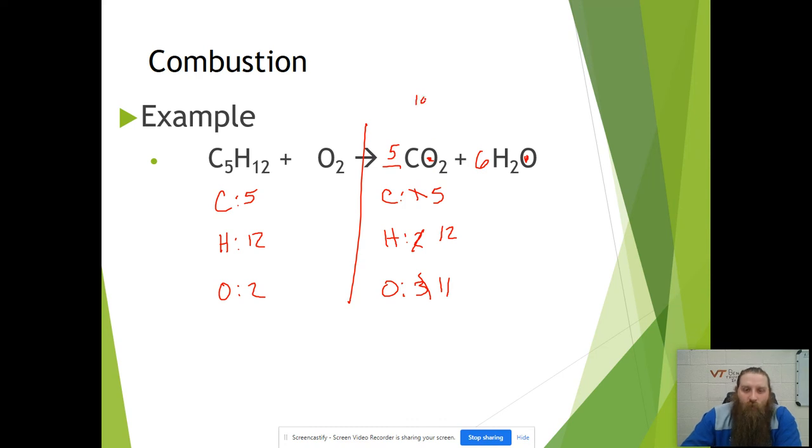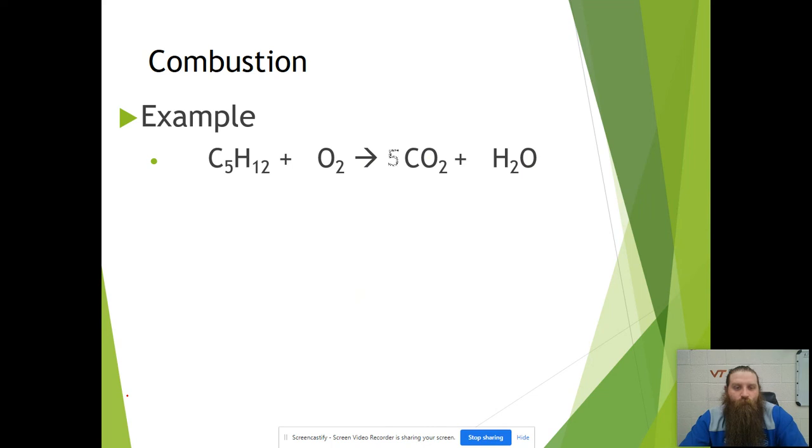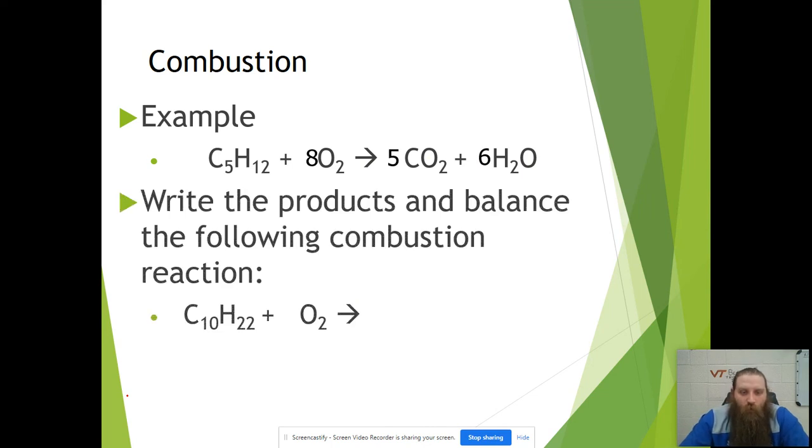Now I have 10 oxygens here plus 6 there. That gives me 16. All right, 2 times 8 gives me 16. So 5, 12, 16, 5, 12, 16, everybody's good. So that must be a 1. Sure enough.